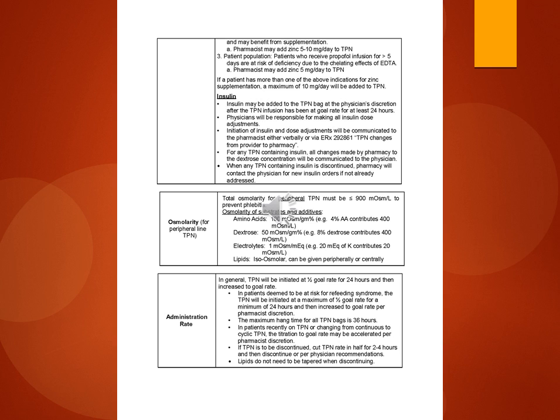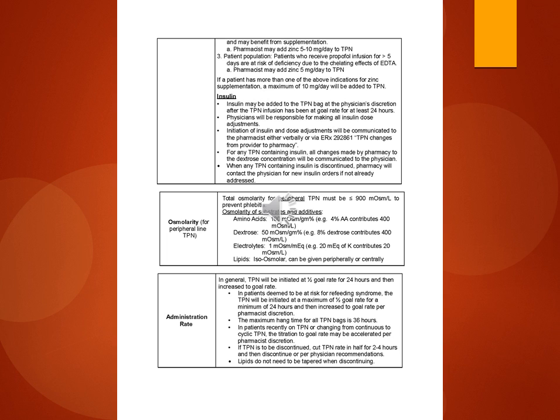pharmacy will contact the physician for new insulin orders if not already addressed. Osmolarity. For peripheral line, total osmolarity for peripheral TPN must be at most 900 mOsm per liter to prevent phlebitis. Osmolarity of substrates and additives. Amino acids: 100 mOsm/gm%, e.g. 4% AA contributes 400 mOsm per liter. Dextrose: 50 mOsm/gm%, e.g. 8% dextrose contributes 400 mOsm per liter. Electrolytes: 1 mOsm/mEq, e.g. 20 mEq of K contributes 20 mOsm per liter. Lipids are isoosmolar and can be given peripherally or centrally.